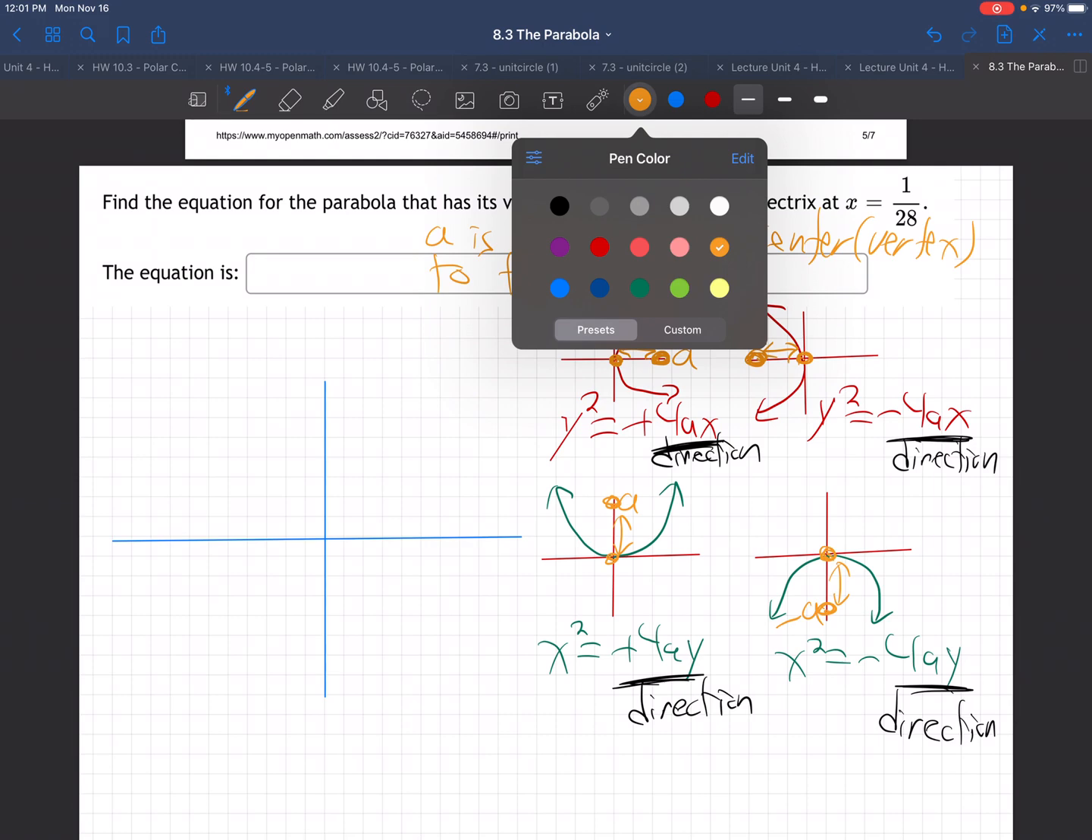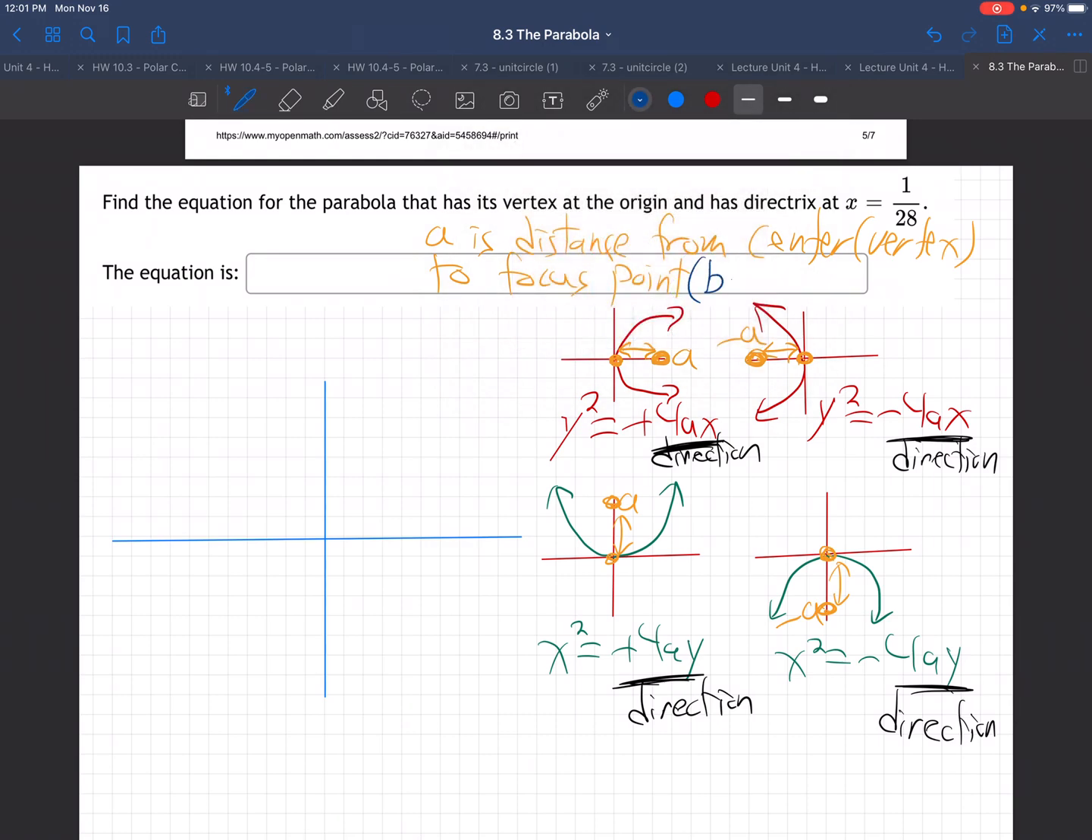And then let me add a new note. Now here's the new piece of the puzzle: backwards to the directrix, and that's what we're going to need on this problem. Backwards to the directrix. What am I talking about?